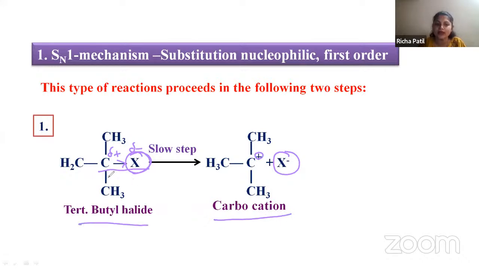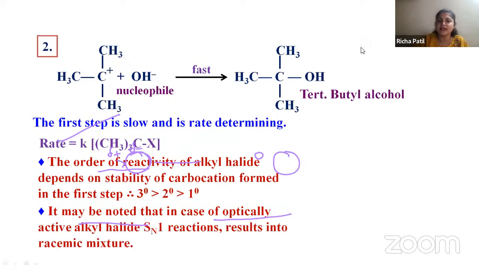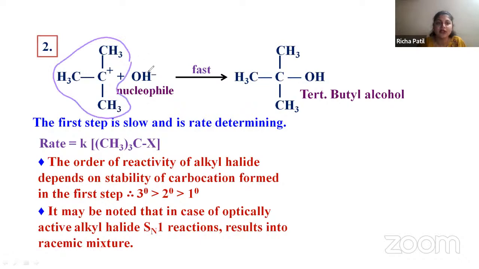Thus, it leads to the formation of carbocation. So this is tertiary butyl halide, and this is a tertiary carbon. It undergoes a slow step. The first step is a slow step, the formation of carbocation. Next, the second step is a fast step. Here the carbocation formed in the first step is taken, and your nucleophile, that is OH minus, will attack the carbocation in a fast reaction, and thus tertiary butyl alcohol is formed.